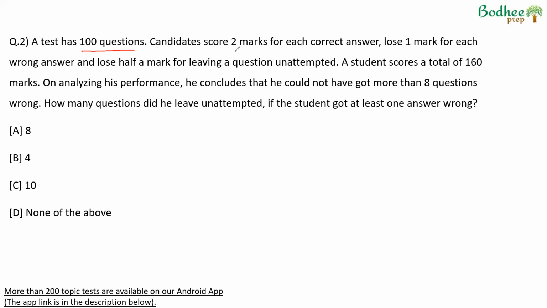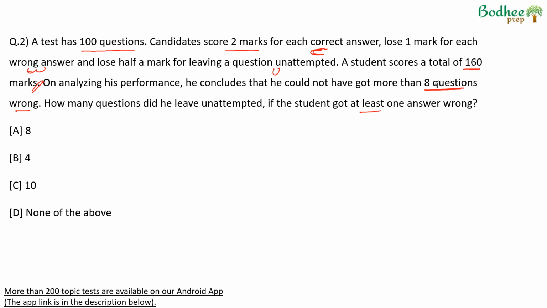A test is 100 questions. Candidates score 2 marks for each correct answer, lose 1 for each wrong answer, and lose half a mark for unattempted questions. Suppose the number of correct answers is C, the number of wrong answers is W, and the number of unattempted questions or answers is U. A student scores a total of 160 marks. On analyzing his performance, he concludes that he could not have gotten more than 8 questions wrong. So W has to be less than or equal to 8, not more than 8. How many questions did he leave unattempted if he got at least 1 answer wrong?